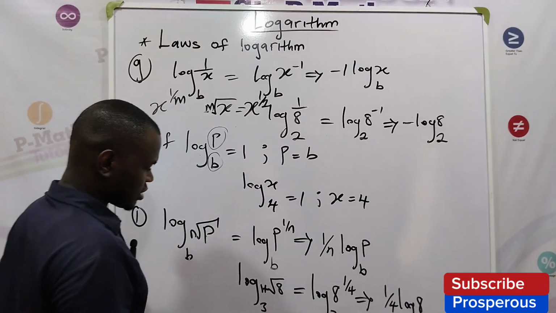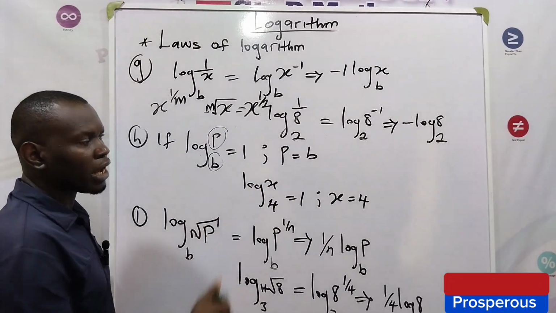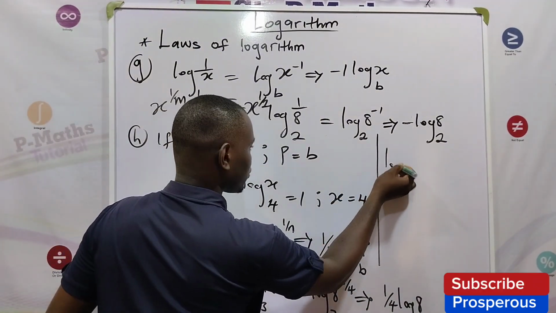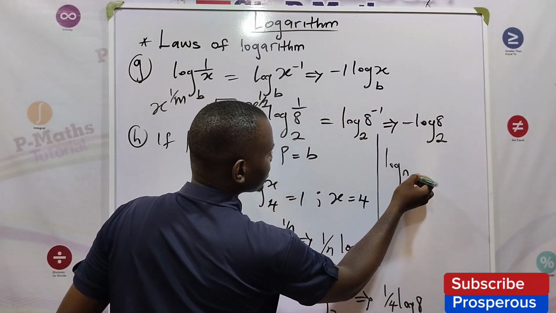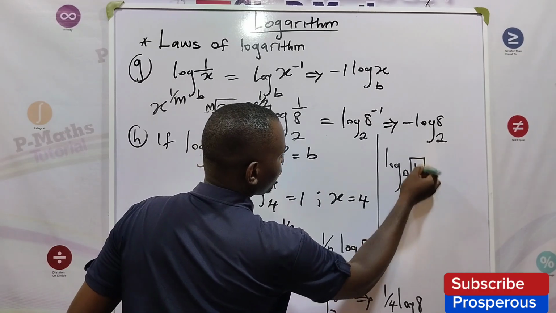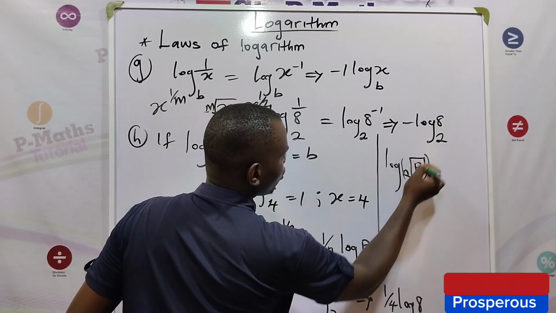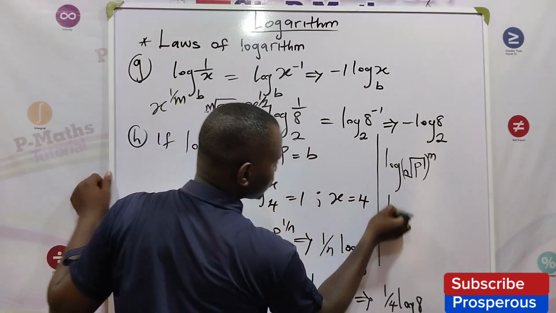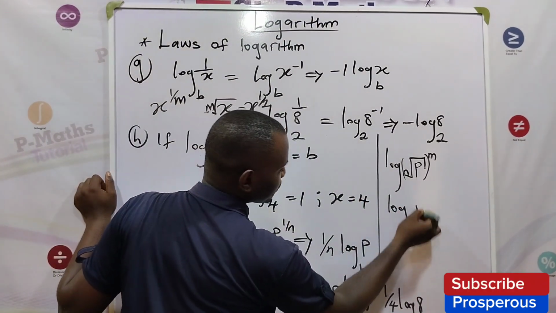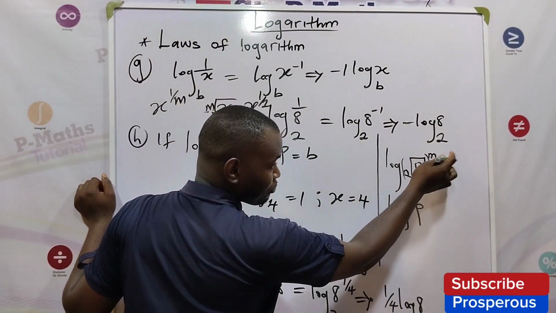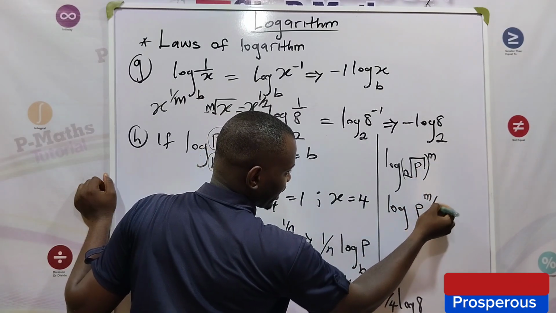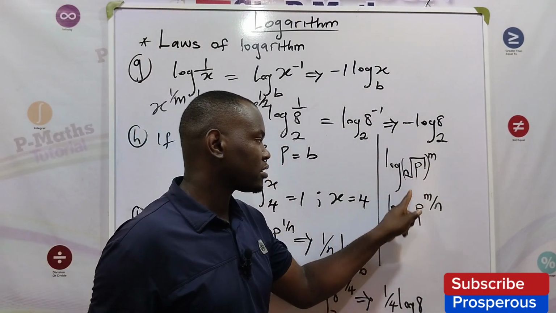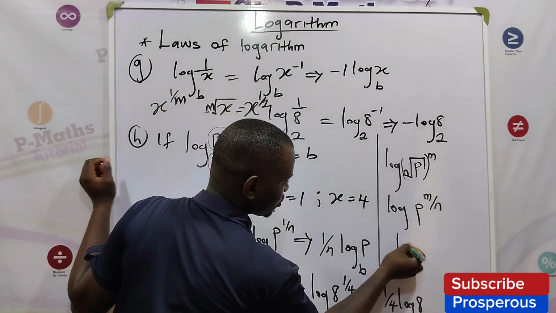Now, in some cases, this guy will also have a power. Look at this. What if I have logarithm of nth root of p to the power of m? Very simple. The same thing we do. We say logarithm of p raised to the power of m becomes numerator, and n remains at the bottom as the denominator.